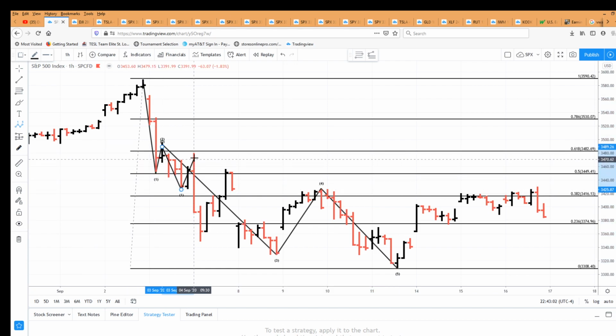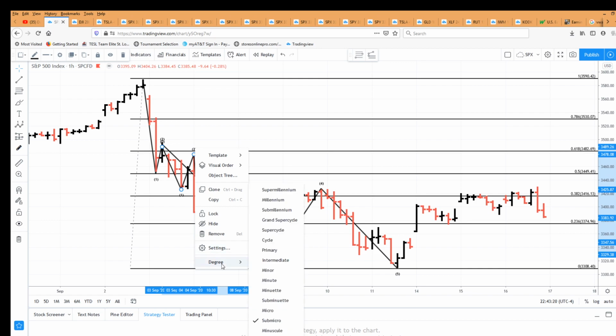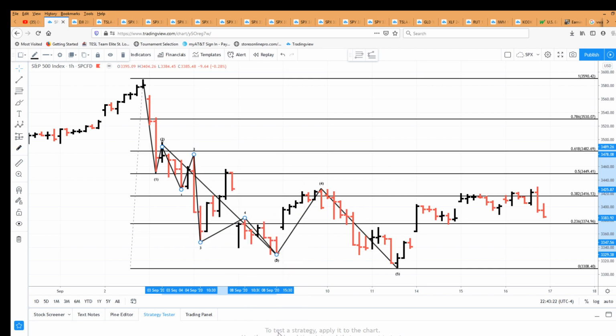That would be 1 down, that would be 2 up. If we did 3 here and 4 there, it would be overlap. So this could be 3, and this could be 4, and this could be 5. Okay, that satisfies all the rules. Let me change this degree here so we don't have the same degree. There we go. Wave 3 is of a different degree.